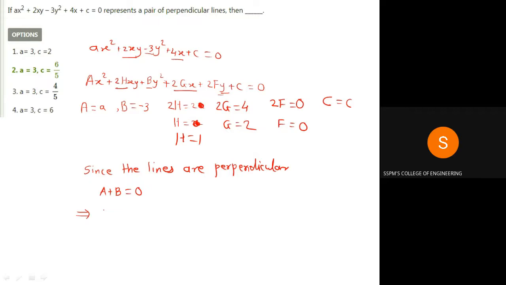What is the value of a? It is small a, and the value of b is minus 3. So a minus 3 is equal to 0, which implies that a is equal to, if minus 3 is taken to the right hand side, 3. So a is equal to 3.